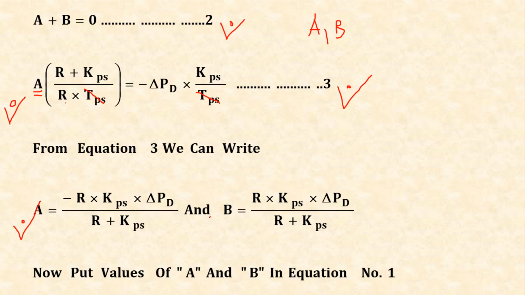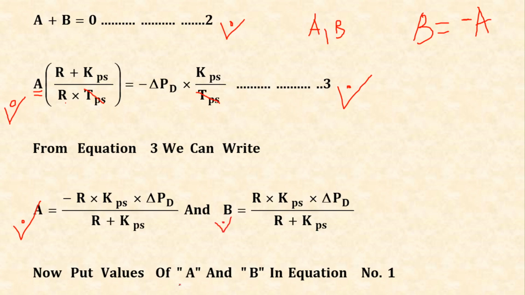Now it is time to find out the value of B. So from equation number 2 I can write that B is equal to minus A, because A plus B equal to 0. So B is equal to minus A. So simply I have to multiply this equation with a minus sign. So this minus and this minus become plus. So B is equal to r into Kps into delta PD divided by r plus Kps. So this is the value of A and this is the value of B.